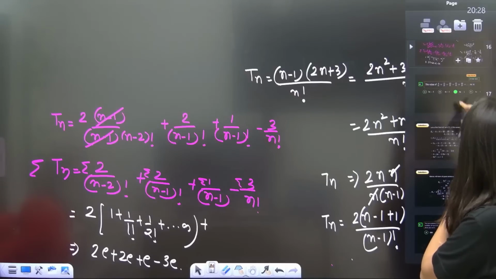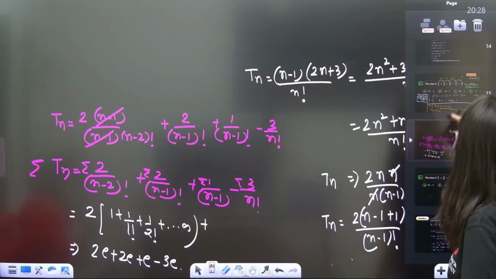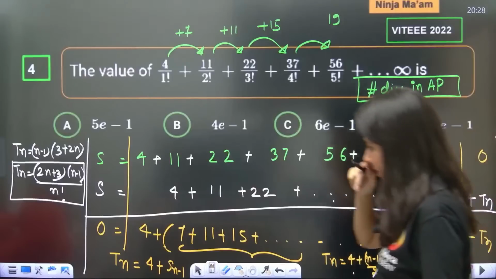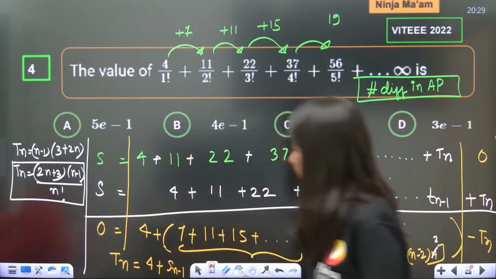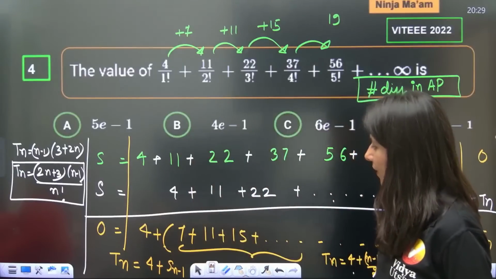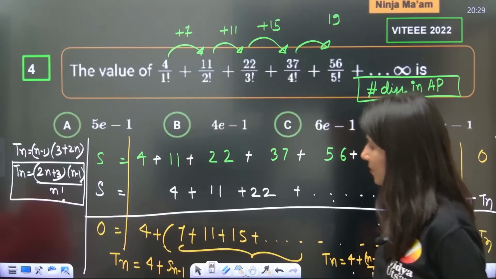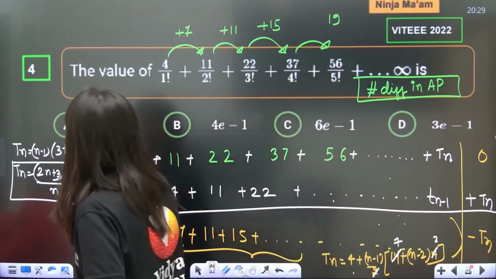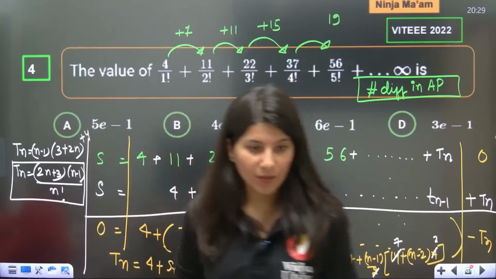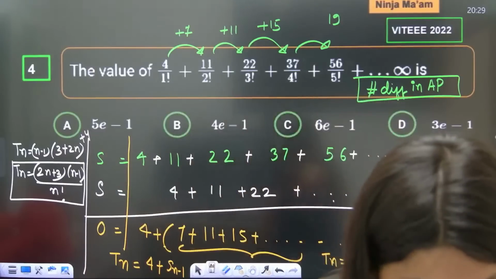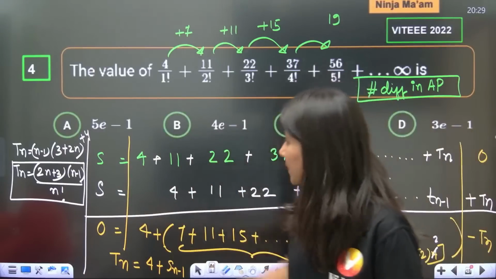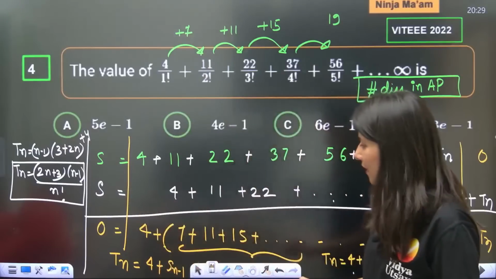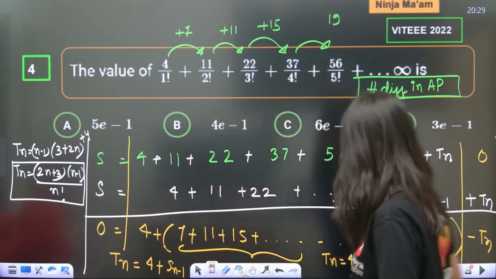Plus 4 was already there. No, hold on. I have made a mistake, my dear students. Yes, I have made a mistake. Tn is 4 plus Sn minus 1. Okay, so there was a plus 4 as well. Hold on. I missed plus 4. Yes, there was a plus 4 also. No, 4 plus Sn minus 1. So 4 was also there.